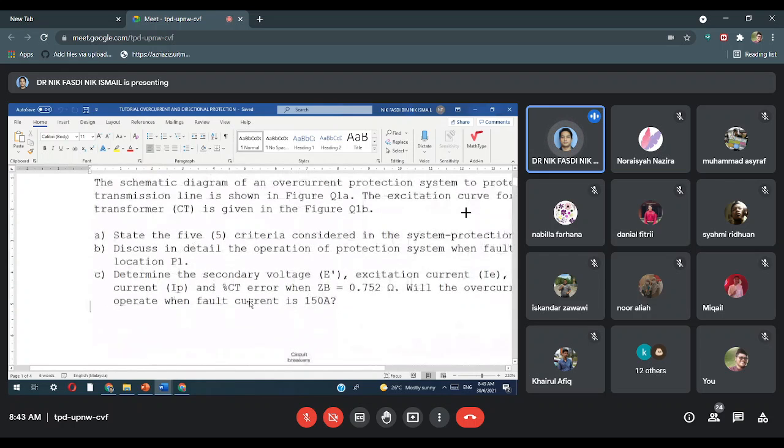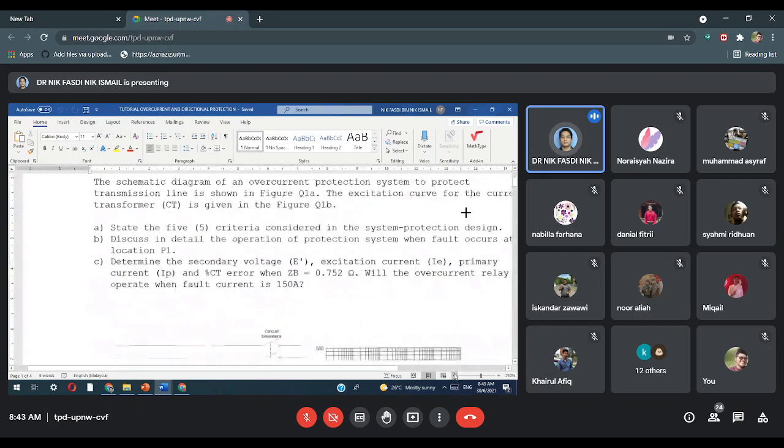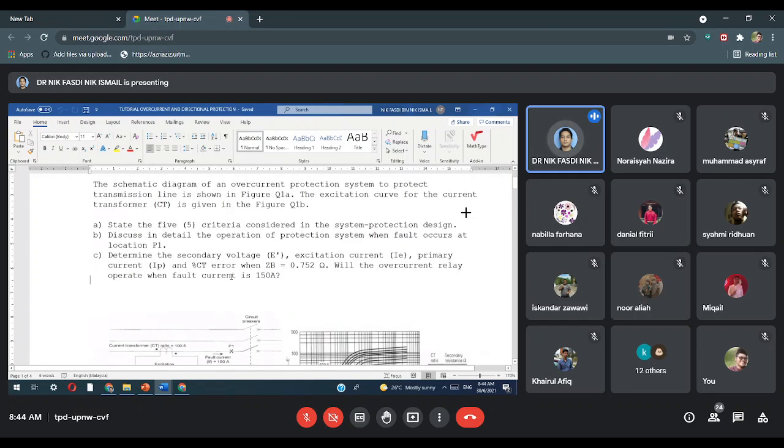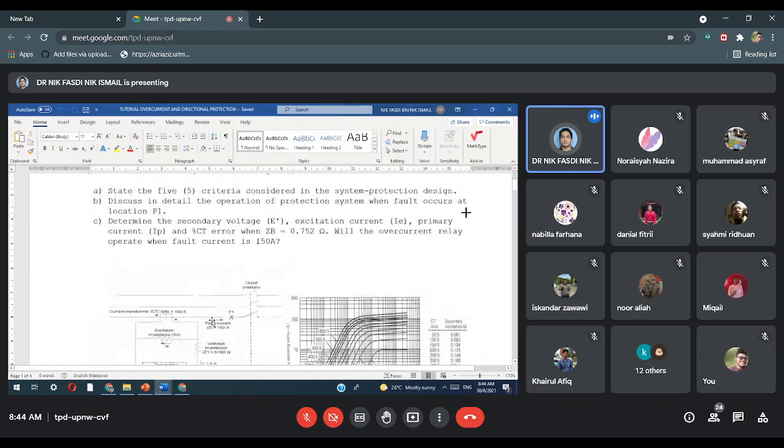Okay, so look at the question, apa soalan dia. Okay, states the 5 criteria considered in the power system protection design. B, discuss in detail the operation of protection system when fault occurs at location P1. So you kena discuss. Ini biasanya soalan-soalan macam dia. State ni kena beritahu lah 5 kriteria. Tak ada apa, ini just follow the note adalah. Kita boleh cari discuss in detail the operation of protection system. Okay, maksudnya apa akan berlaku? What happen kalau fault berlaku dekat P1?